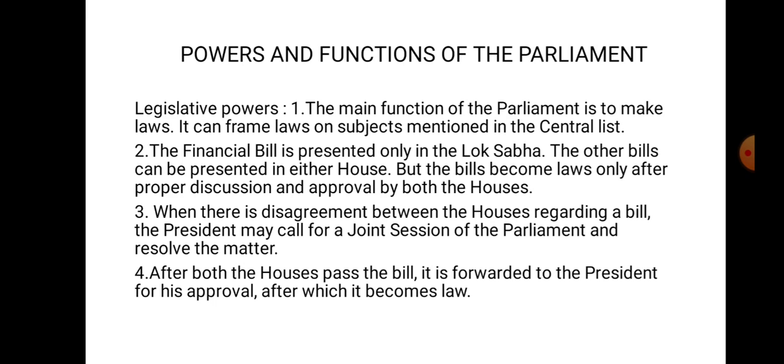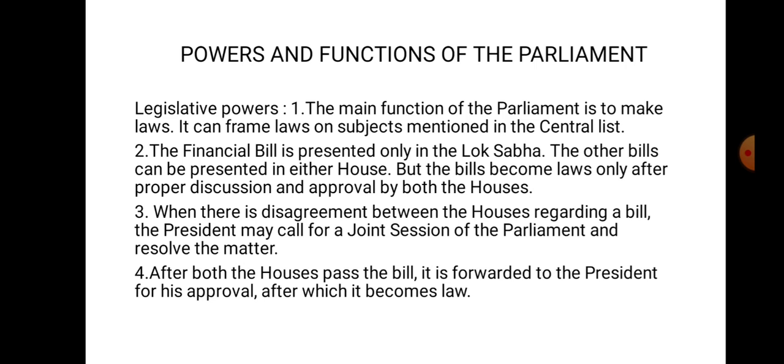Thirdly, when there is a disagreement between the two houses regarding the bill, then the president may call for a joint session of the parliament, wherein both the houses are called for a session or a meeting. Then the problem is resolved.